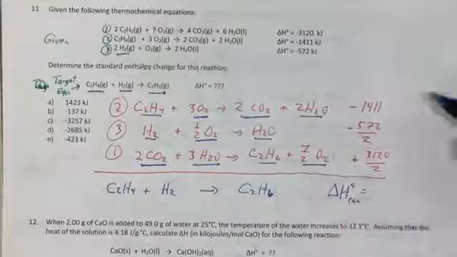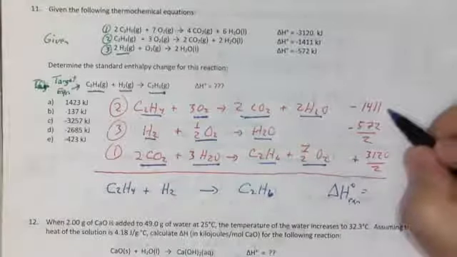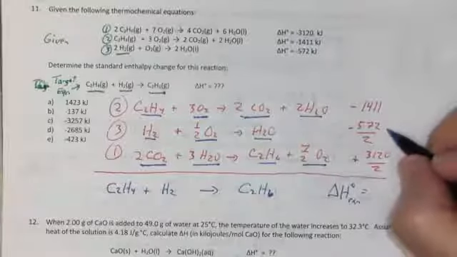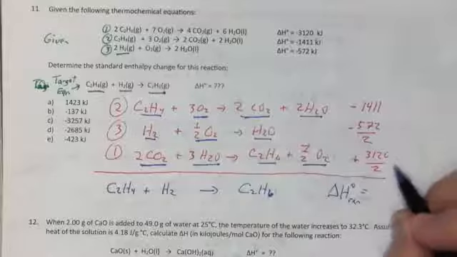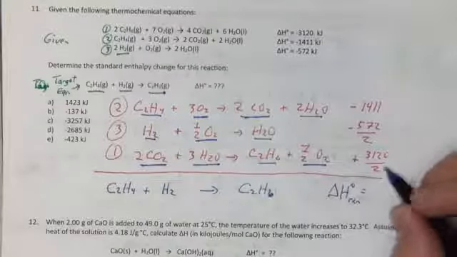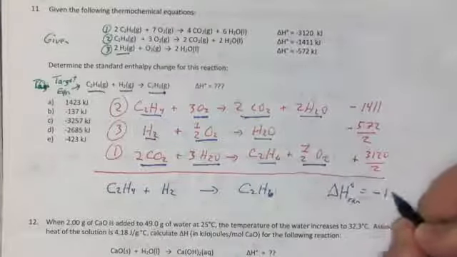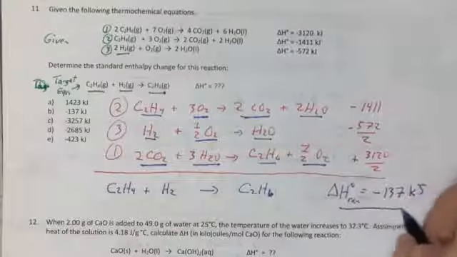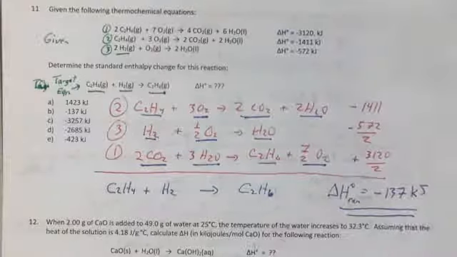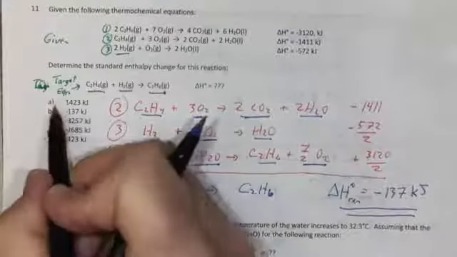The delta H for this reaction is negative 1,411 minus 572 divided by 2 plus 3,120 divided by 2. And when we do that, we will get negative 137 kilojoules. And so the correct answer is choice B.